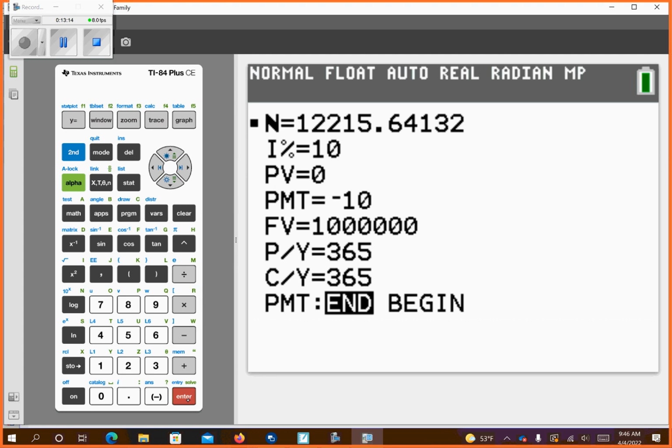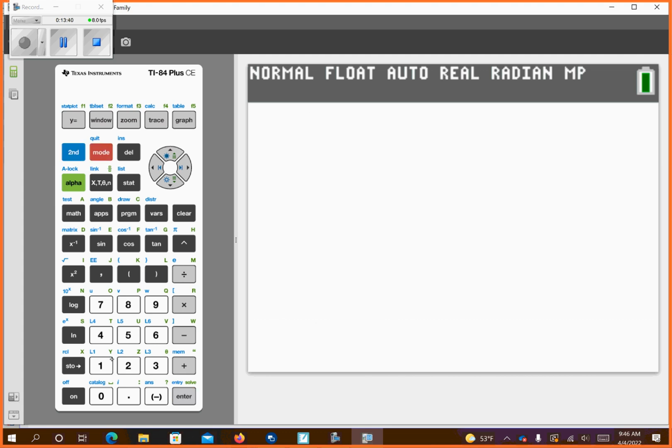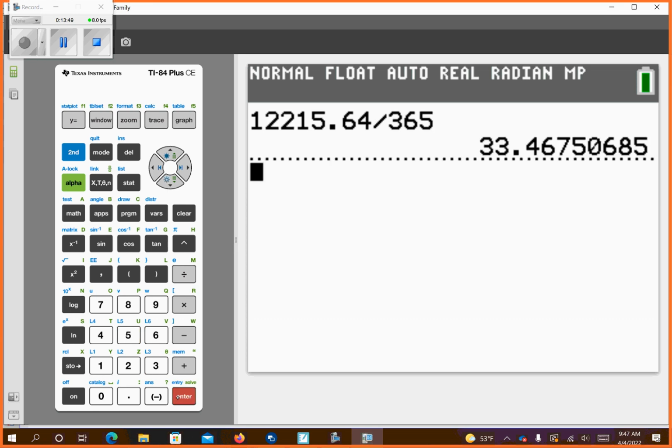That's not years, that's payments. So how many payments were we actually making each year? 365. So what you can do is, 12215.64, that's how many payments we have to do, because we said we're going to save $10 a day. So I'm going to quit out of this, and I'm going to take 12215.64 and divide that by the 365. So it's going to take you 33.5 years putting $10 a day away.